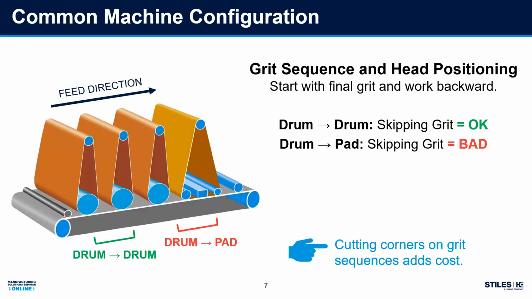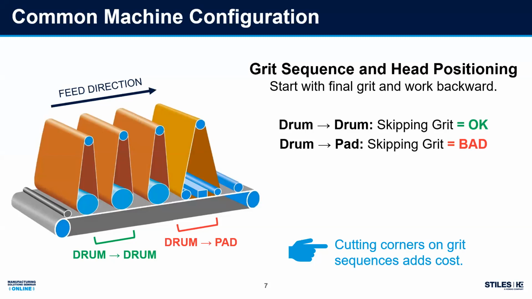So let's talk about common configuration of a calibration machine. As you see in this diagram, this is a typical 4-head calibration machine. The first 3 heads are drums, our last head's a pad. We want to talk about skipping grits. We see it commonly out in the workplace, the operators skipping multiple grits, and we're going to go through that, why that's not a good practice.